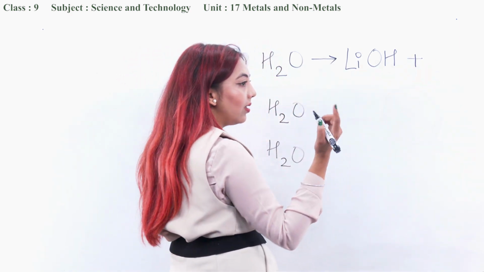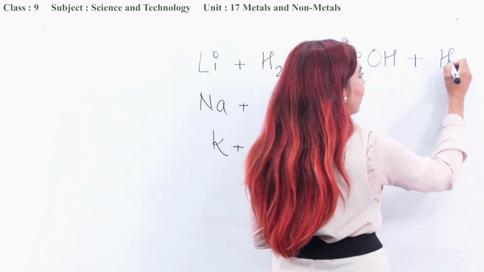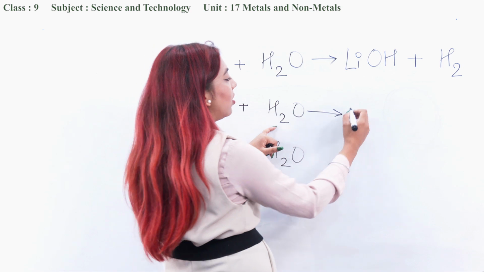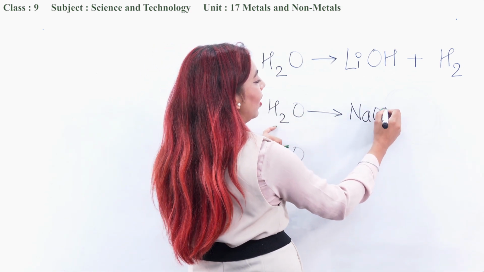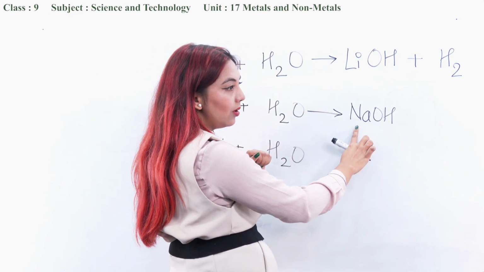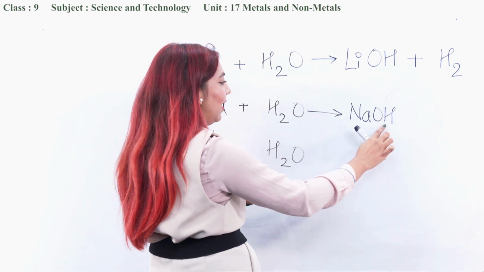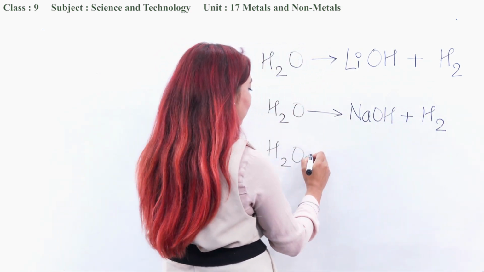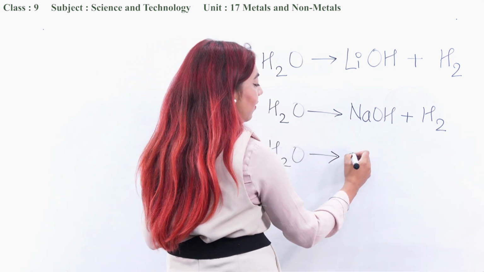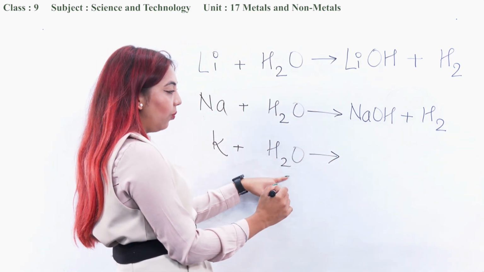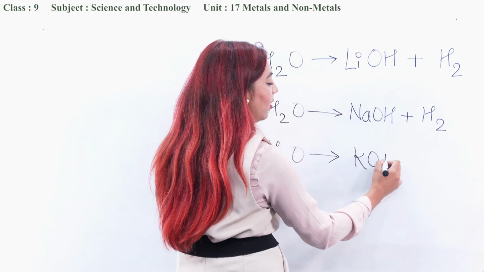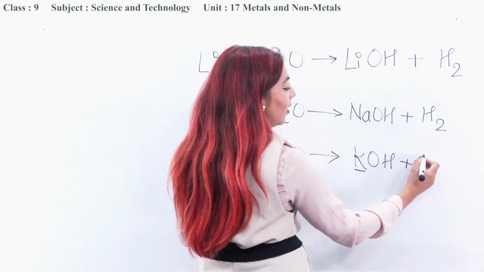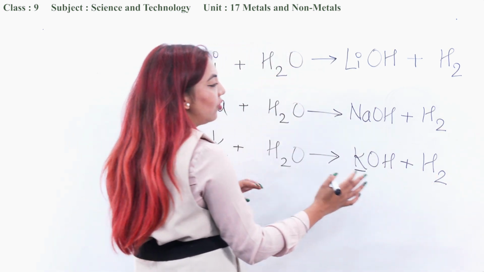And what does it liberate? Yes, hydrogen gas. Now similarly, when sodium reacts with water, it forms sodium hydroxide. The valency of sodium is, yes, it's 1 and hydroxide is also 1. So NaOH with the liberation of hydrogen gas. Similarly, when potassium reacts with water, it forms potassium hydroxide. The valency of potassium is also 1 and hydroxide is 1, and with the liberation of hydrogen gas.